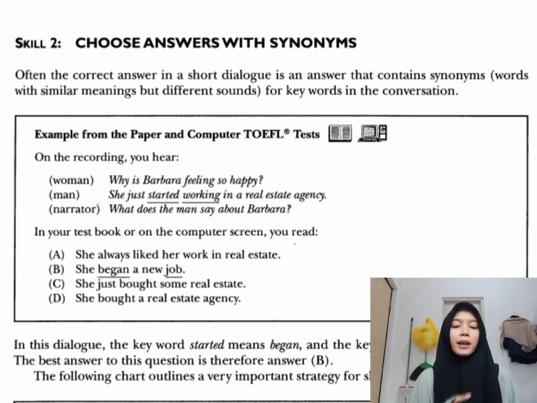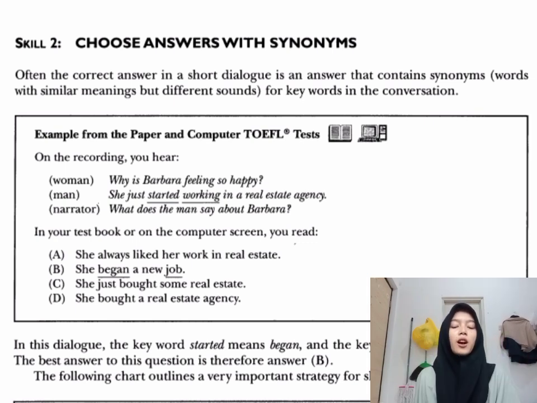We have woman, man, and narrator here. So the conversation has just two speakers. What we are gonna do is focus on the second speaker, because usually the narrator will ask about what the second speaker does or what the second speaker said.